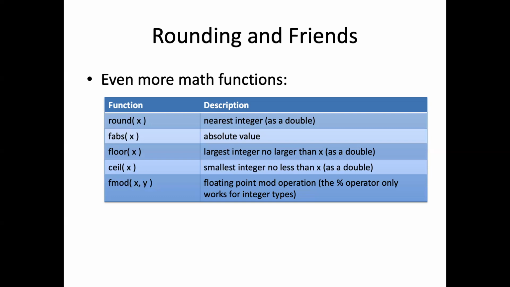If you're coming from Java, the percent operator works for floating point mod, but not in C. Percent only does mod for integer types in C. If you wanted to do a mod with floating point types, you could call this function to do that. In practice, you don't need to do that often, but it is here if you need that.